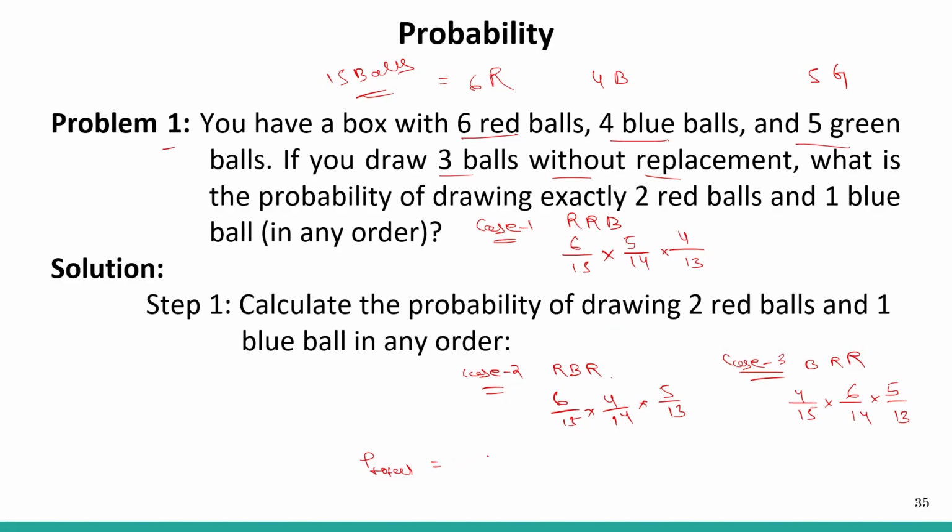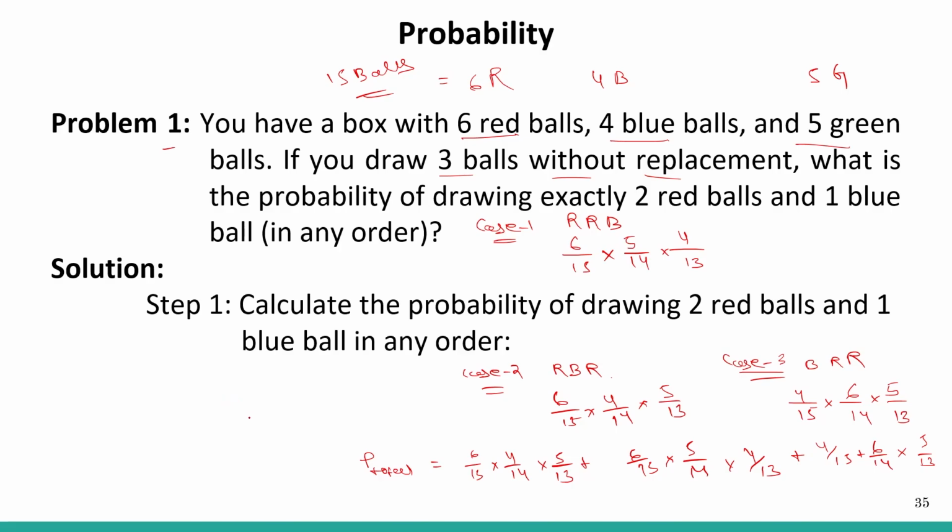So total probability will be 6 by 15 into 4 by 14 into 5 by 13, that is the case 2, plus 6 by 15 into 5 by 14 into 4 by 13, then plus 4 by 15 into 6 by 14 into 5 by 13. So this will be the answer.